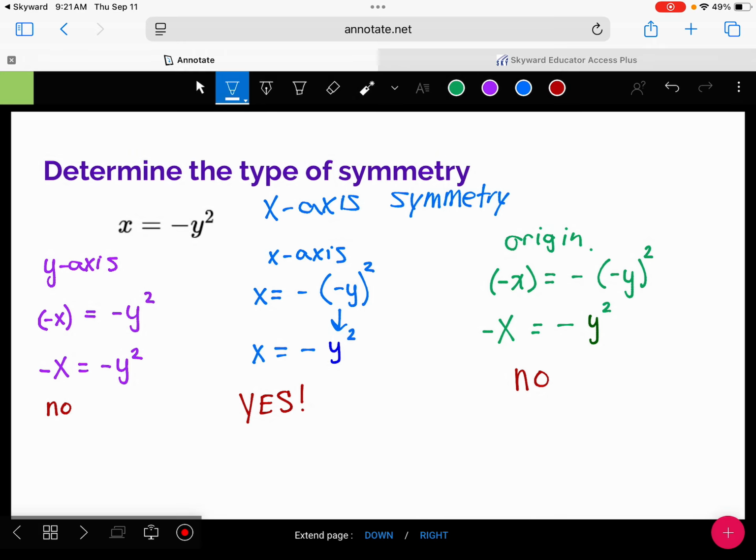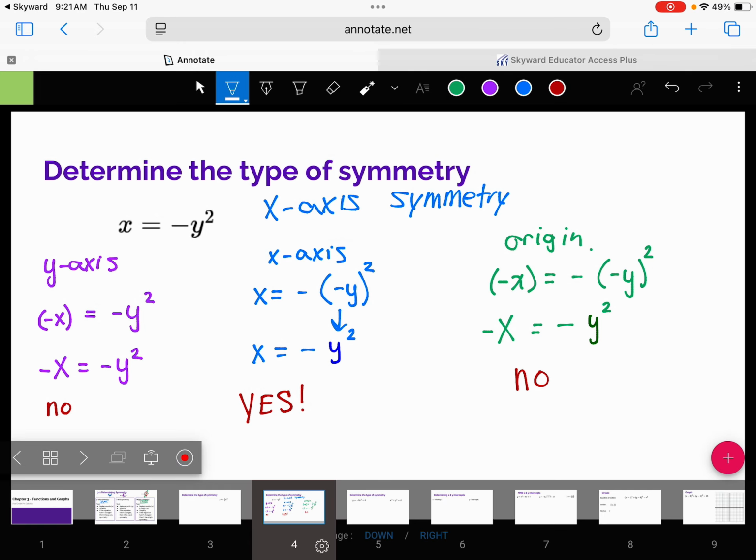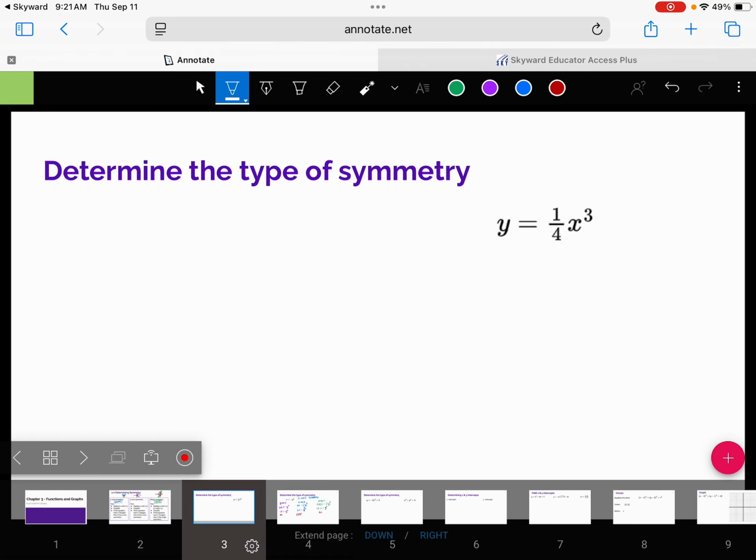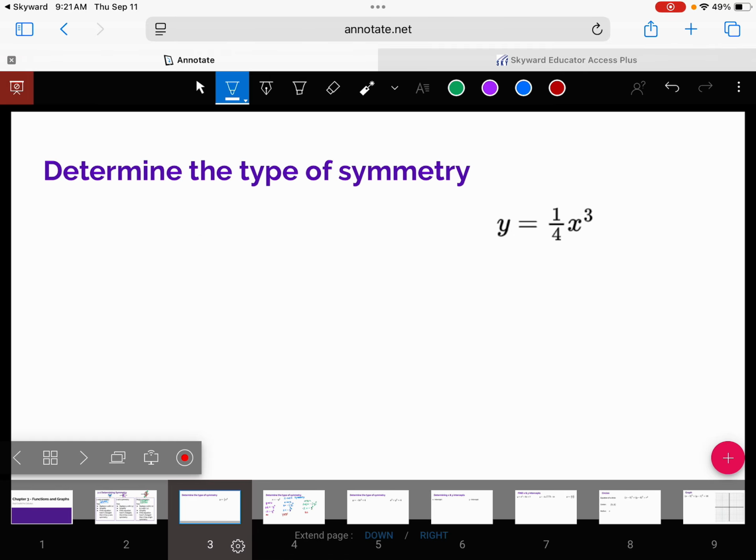Okay, let's do another one. Fix my pages because they all decided to change orders on themselves for absolutely no reason. Never mind, I'm just going to use it out of order and I'll just fix it later.